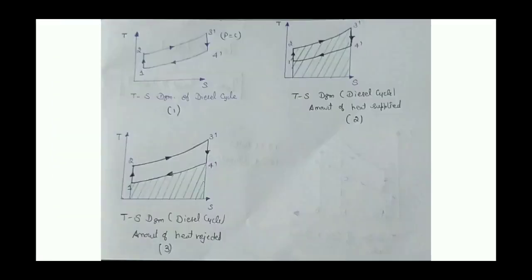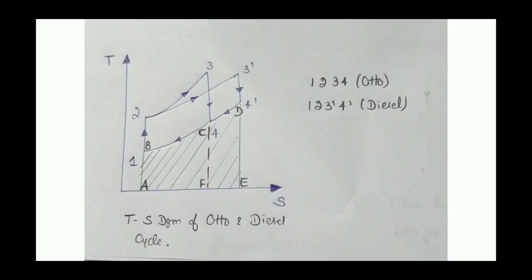So this is for the Otto cycle: the TS diagrams showing the amount of heat supplied and the amount of heat rejected. In a similar fashion, we have the TS diagram for the diesel cycle, in which I have shown the amount of heat supplied and the amount of heat rejected, the same way. The only thing is, in the diesel cycle, the heat addition is a constant pressure process.